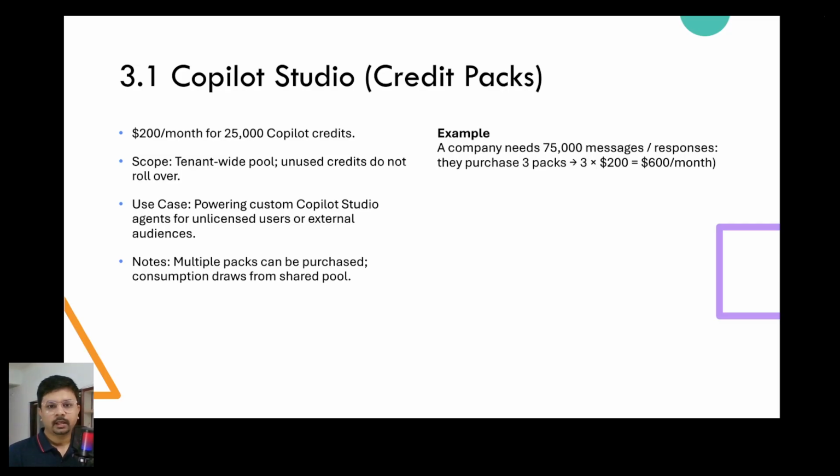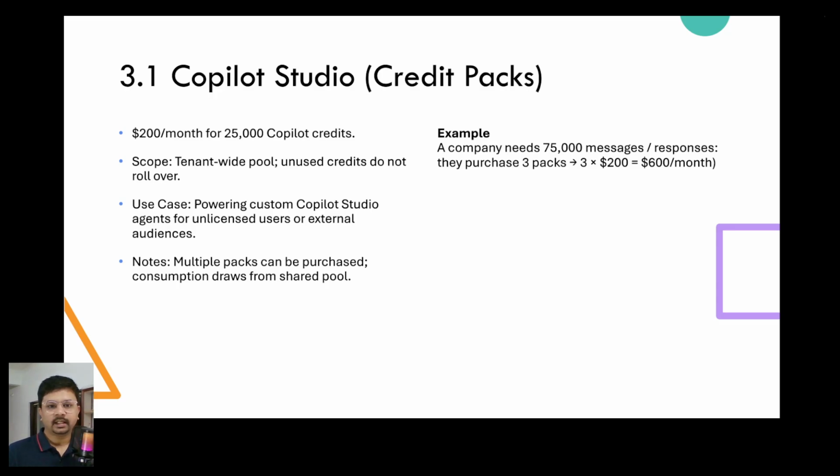So what are Copilot Studio credit packs? Basically, when you build an agent in Copilot Studio full version or any kind of thing, there are two options. The first is the credit pack option and the second is the pay as you go model. So let's focus on what the credit pack is. There is a $200 per month cost associated with the credit pack. You will get 25,000 Copilot credits.